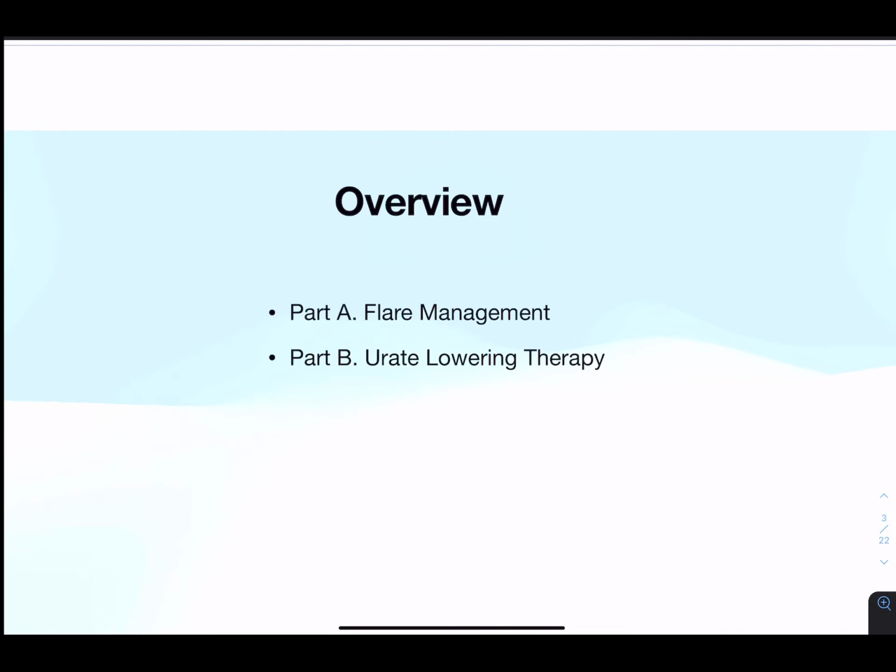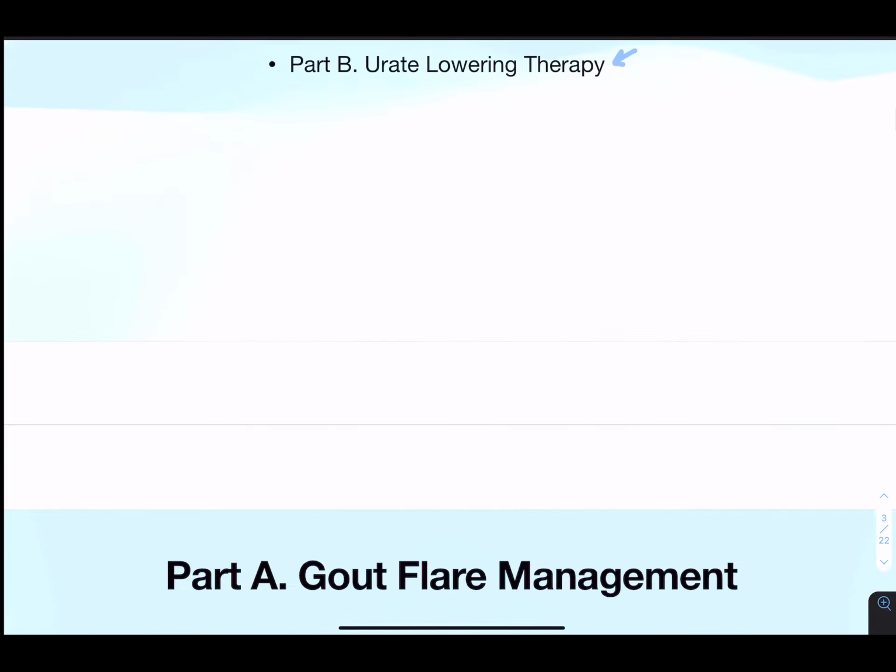So, overview of today's talk. It's divided into two parts. Part A will discuss flare management. Part B will cover urate lowering therapy. Let's get started with Part A.